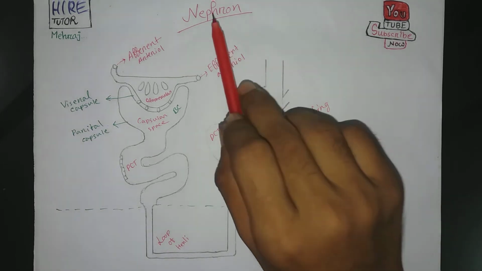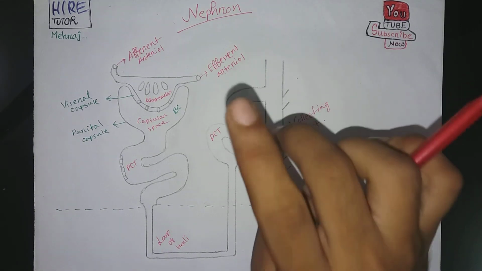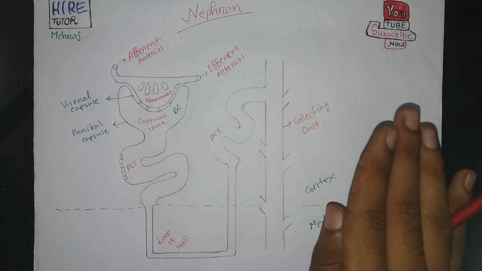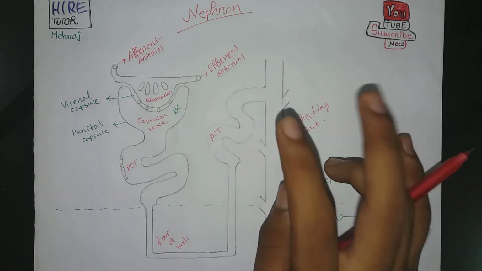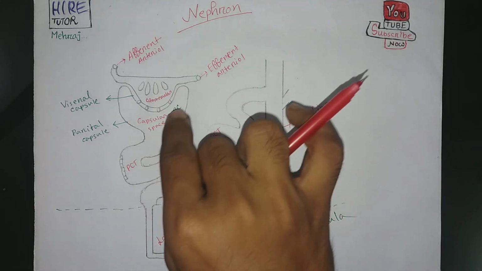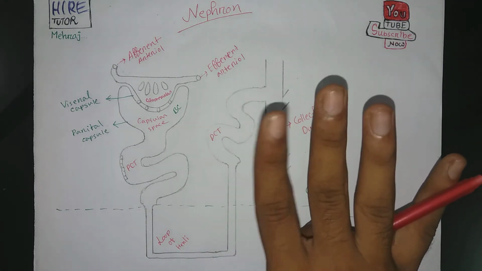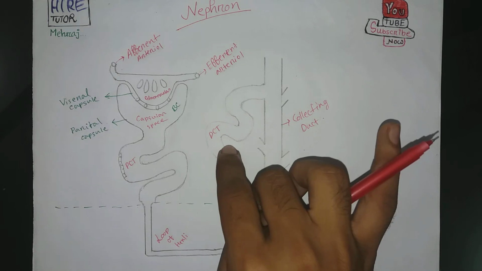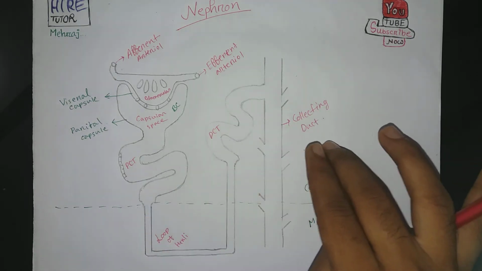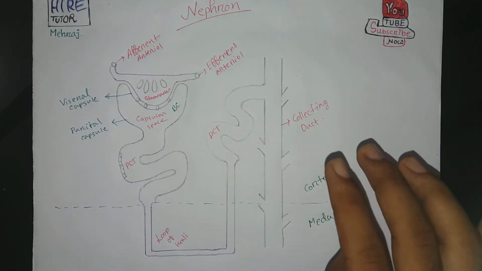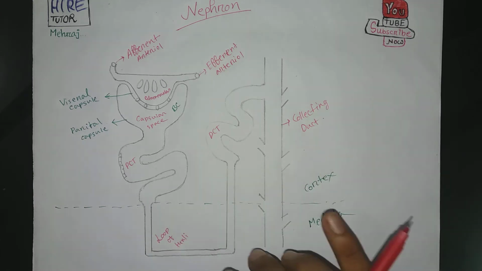So our nephron has two parts. One is the renal tubule and one is the renal corpuscle. The renal corpuscle has two parts. One is the glomerulus and one is the Bowman's capsule. And the renal tubule has three parts. One is the PCT, one is the loop of Henle, one is the DCT. And the other part is the collecting duct. So that is what it's all about.